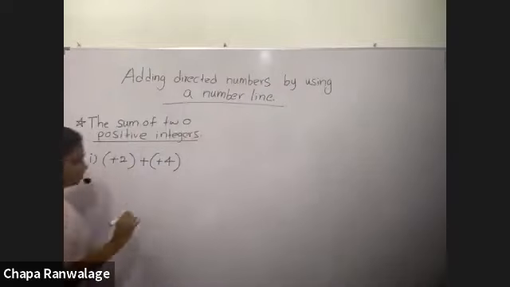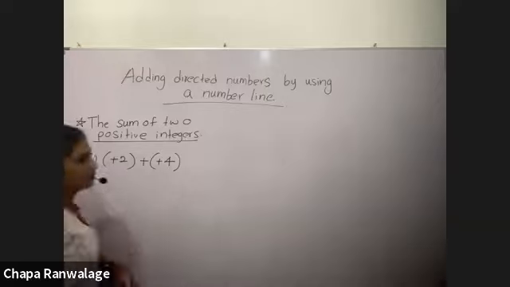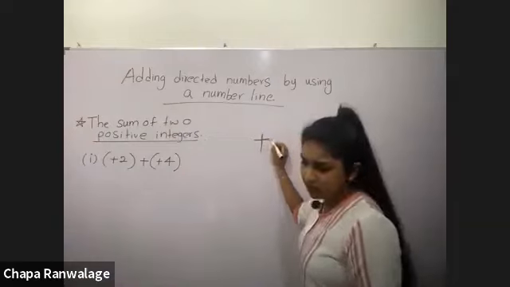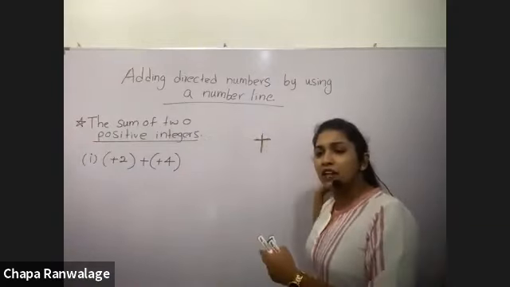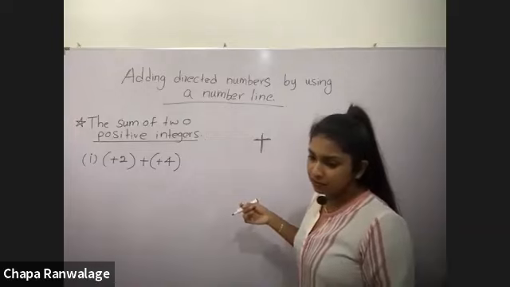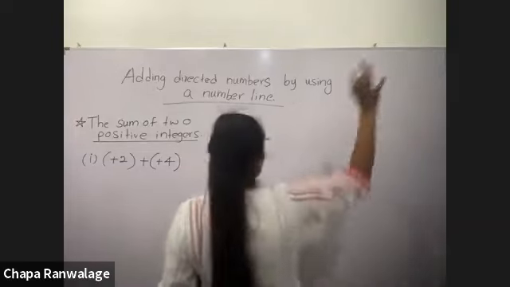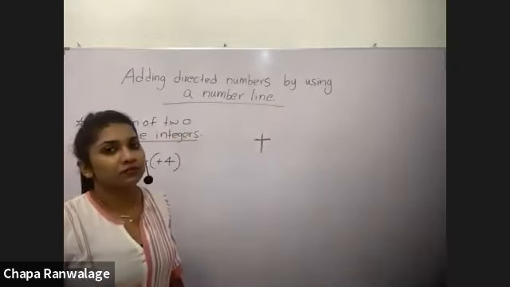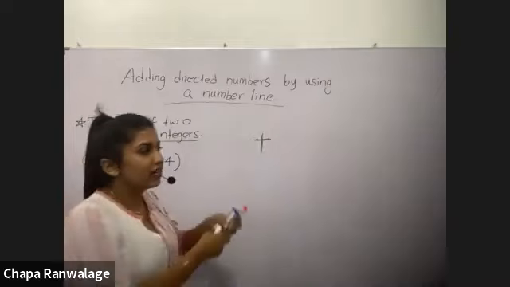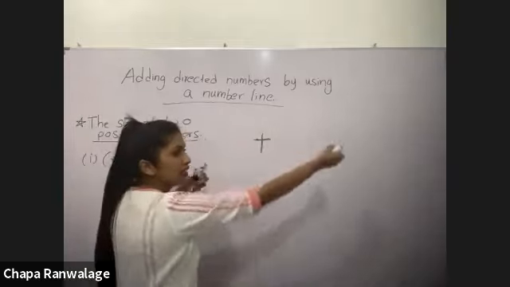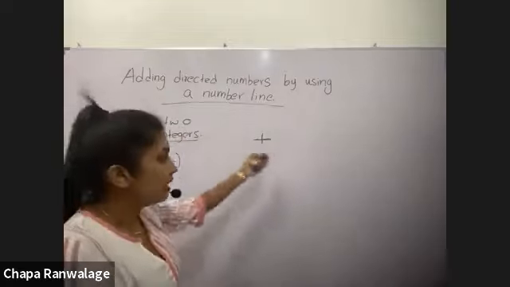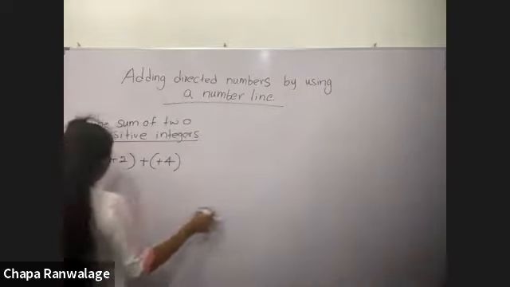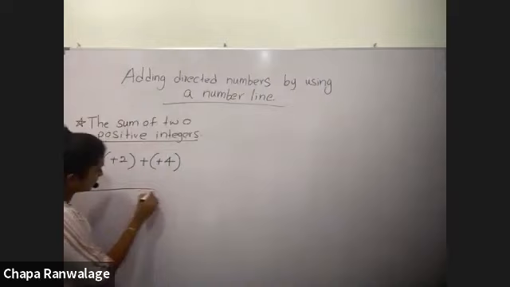First, you have to draw the number line. See the screen. What is the direction of plus? Right side or left side? Right side. The positive means the right side, and negative means the left side of the zero. Now I am going to add these two numbers.